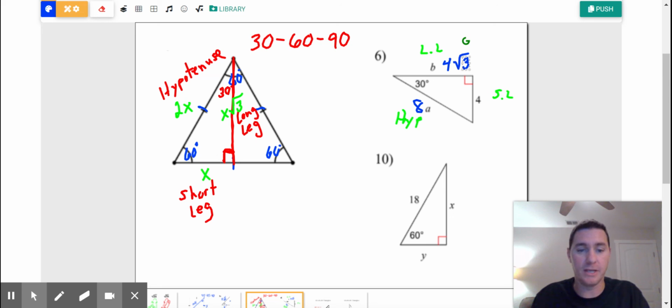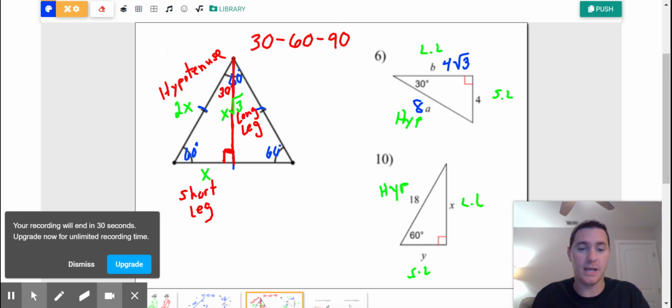All right, let's look at another example here. In this case, we know the hypotenuse. The hypotenuse is what's given. So if the hypotenuse is 18, I'm working backwards to find the short leg. In this case, I divide by 2, which gives me 9. And then for my long leg, I take my short leg and multiply by the square root of 3.